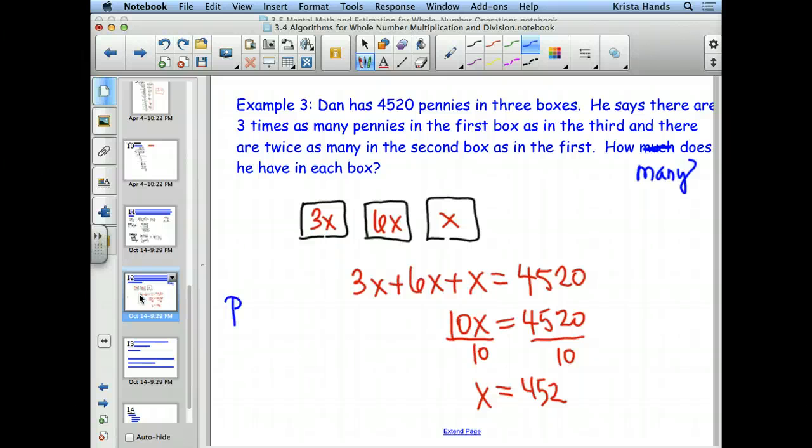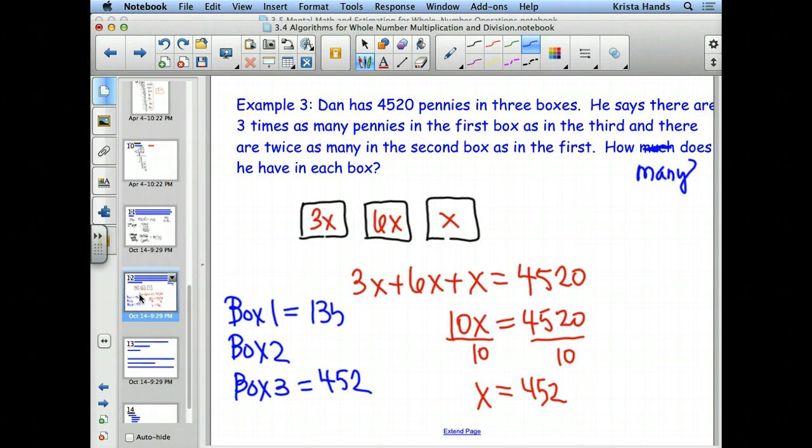All right, so let's start with box 1, box 2, box 3. What do you know? Box 3 is 452. Now what would you do? Multiply that by 3 or by 6 next, so let's do box 1 since it's first. If you take 452 times 3, what do you get? 1,356. I'm trusting you. And then box 2? 2,712. And if we're lucky, no, if we've done it right, those will add up to the original 4,520, right? Very good.